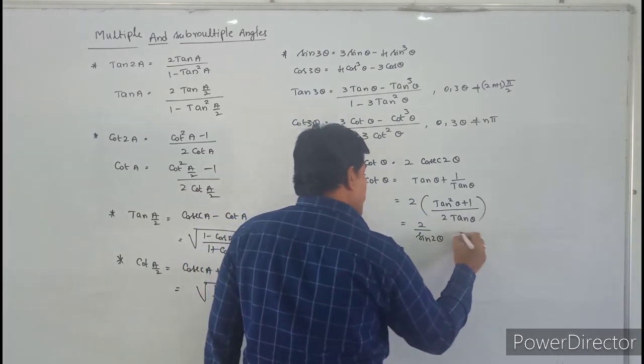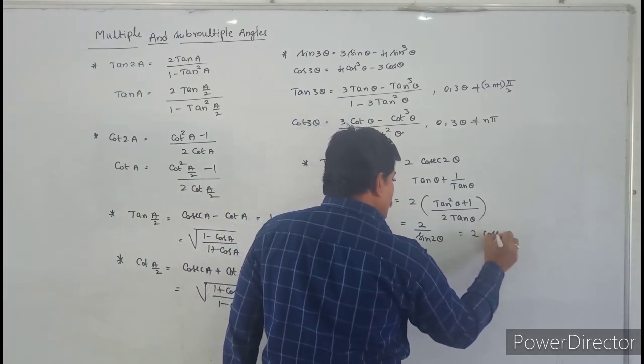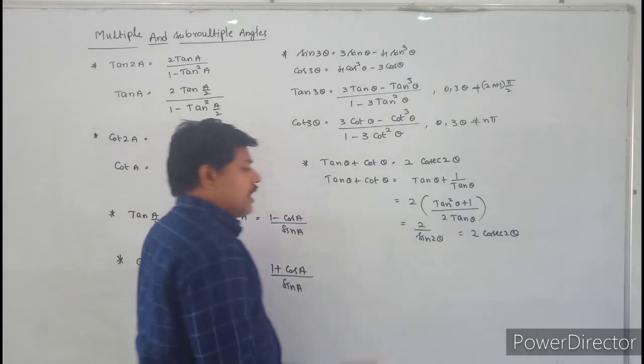So it is nothing but 2 into cosecant 2 theta. Take it into the numerator.